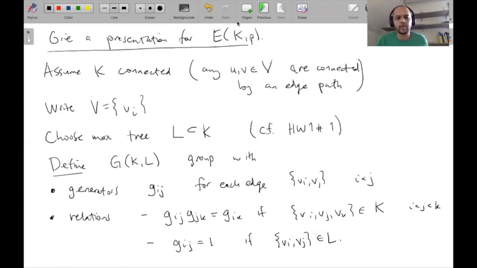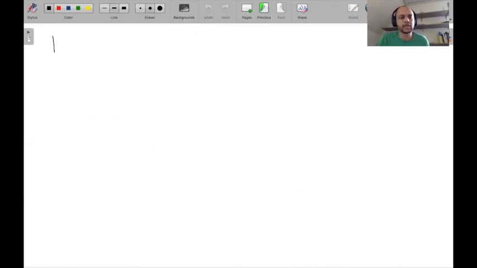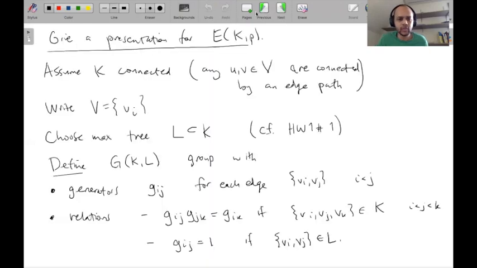Okay, and then, well, the theorem is that G_KL is isomorphic to E_K,P. So I just defined this group in this way, and the claim is that this actually gives a presentation for the edge group based at some point.